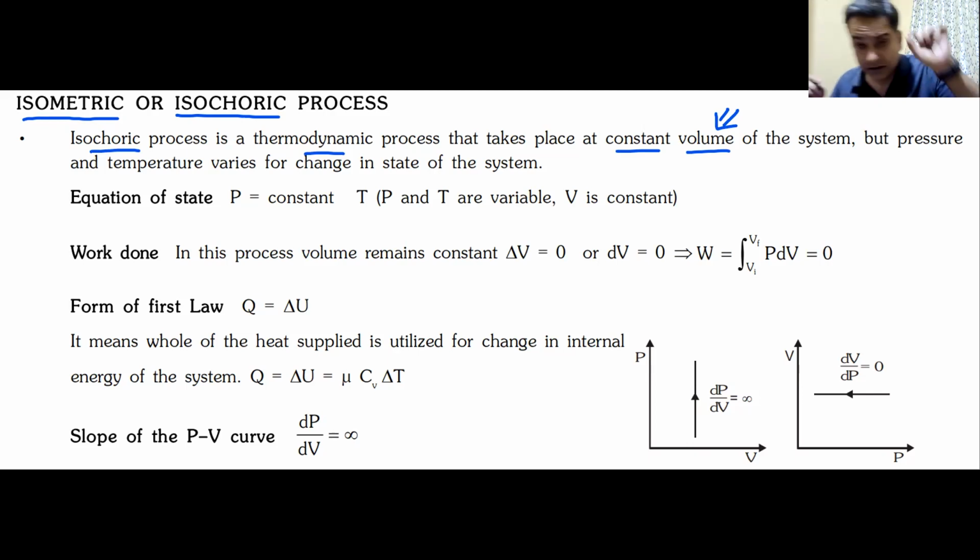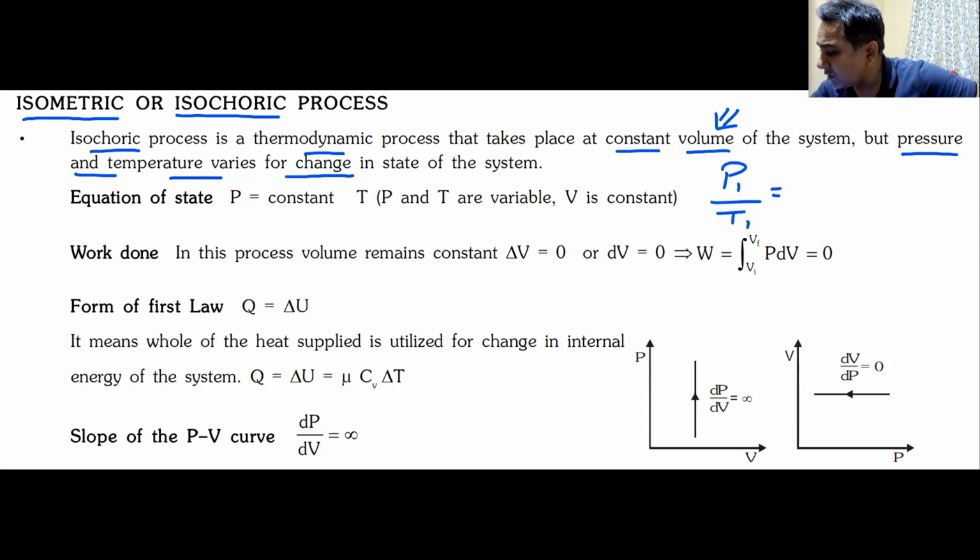Okay. Volume remains constant, but pressure and temperature of the gas vary. Remember, the number of moles of the gas is normally kept constant. There are only three things that you can change: pressure, volume, or temperature. Here, volume is constant. Pressure and temperature are changing. That means for any gas, if the volume remains constant, I can write P1 by T1 will be equal to P2 by T2. Do we understand this?